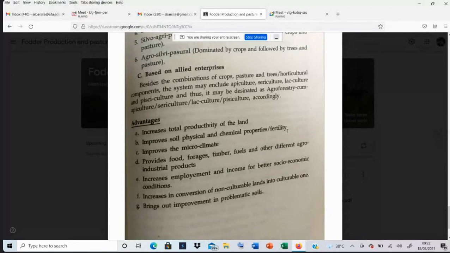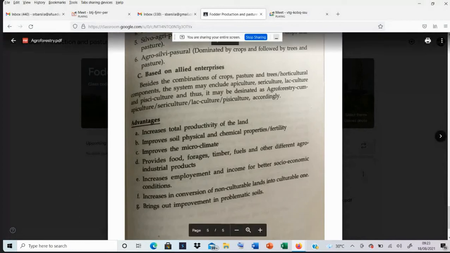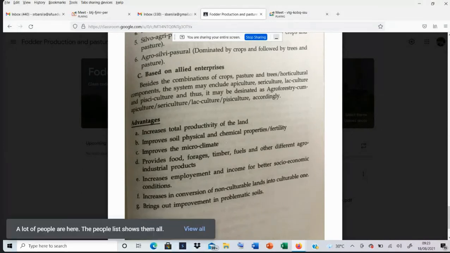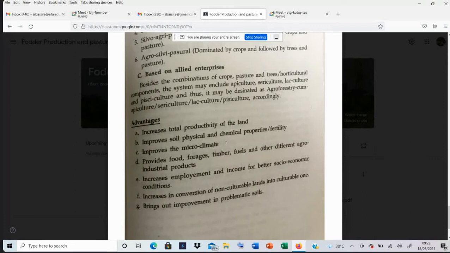In this way, it seems that the system may offer the benefit of improved soil fertility. Another is improved microclimate, that is, changes in the local microclimate. Another important one is increased employment and income for better socioeconomic conditions. You can grow forages or multi-purpose tree species, and there may be some kind of mixed cropping system within the forest system.